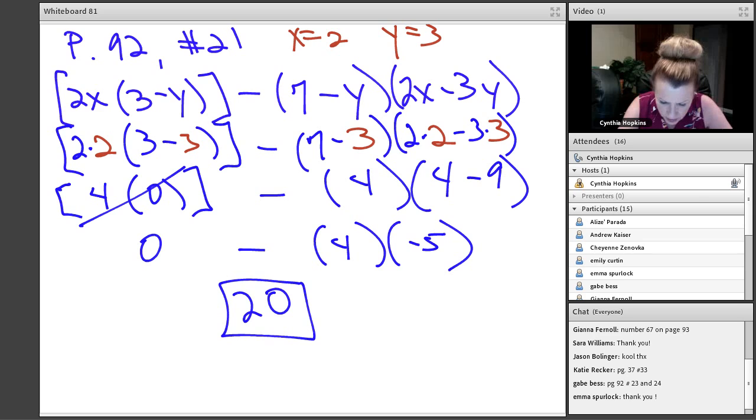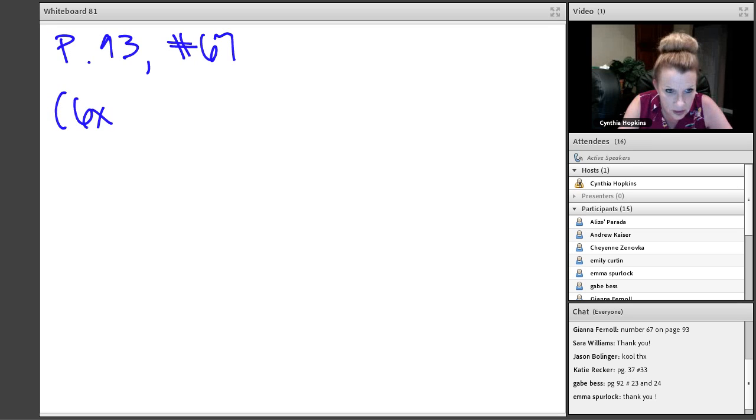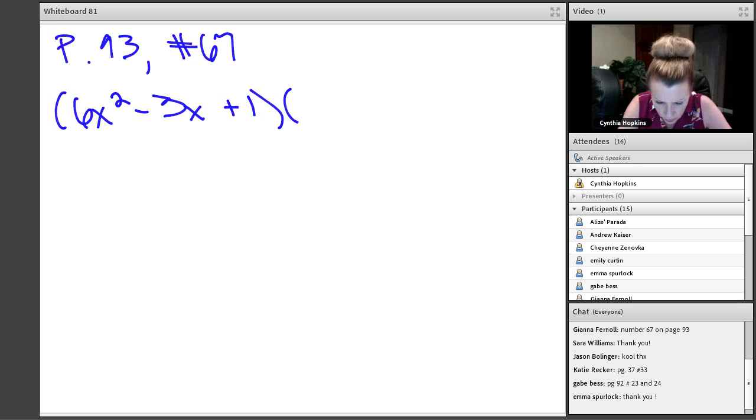All right, it says perform the indicated operations and write the results in simplest form. All right, so page 93, number 67. All right, so here we go. We have a trinomial, 6x squared minus 3x plus 1 times a binomial. And personally, I would probably have written the binomial in front of the trinomial, but I'm guessing you guys probably didn't switch it, so I'm going to leave it the way it is.